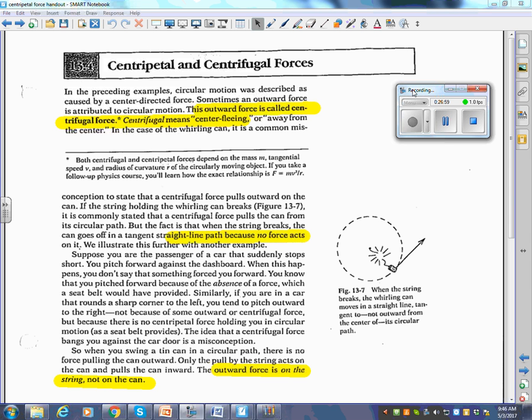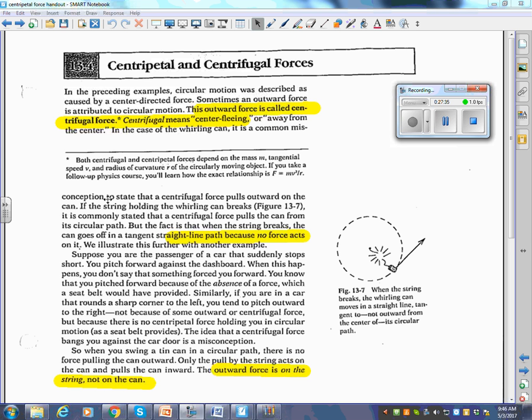In the preceding example, circular motion was described as caused by a center-directed force. Sometimes an outward force is attributed to circular motion. This outward force is called centrifugal force, centrifugal meaning center fleeing or away from center. In the case of the whirling can or the rubber stopper, it's a common misconception to state that a centrifugal force pulls outward on the can. There is no force pulling outward on the rubber stopper. What force is on the rubber stopper? Centripetal, towards the center. That's what's putting it into that path.